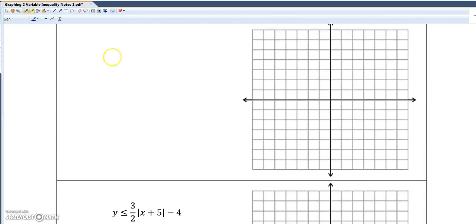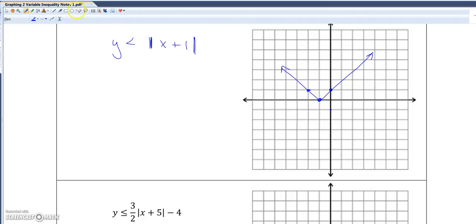I want to give you an absolute value this time. Y is less than the absolute value of x plus 1. Again, you have a vertex. That vertex is at -1 comma 0. The slope is 1 over 1. It is a V opening upwards that looks like this.